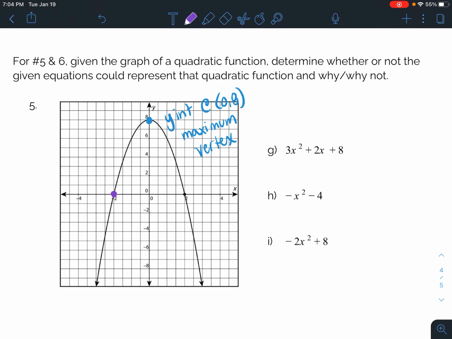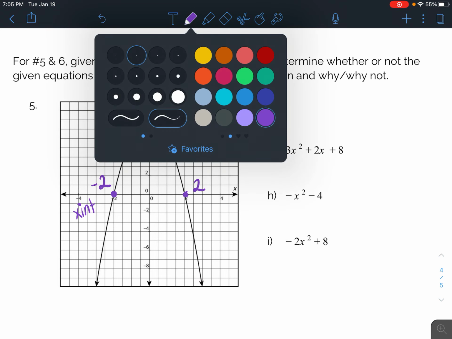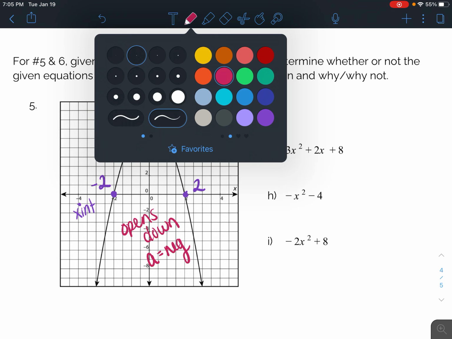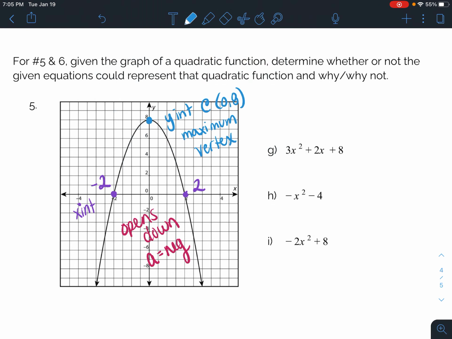We also have x-intercepts at -2 and +2. So those are our x-intercepts. And we also have that our graph opens down. So just from those things, we can come up with a couple points. We know opens down means that our a value has to be negative. And if we have a y-intercept at (0, 8), we know 8 has to be our c value.